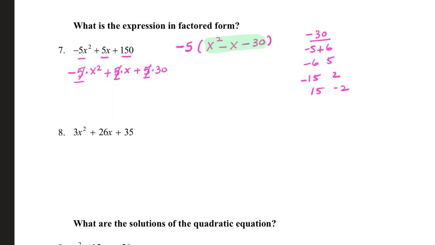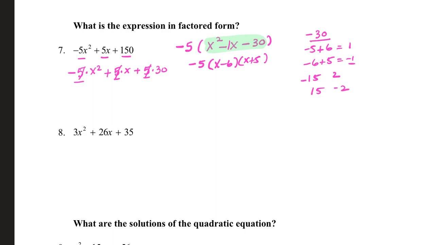So we have negative 5 plus 6 gives you 1, and we wanted a negative 1. So we have negative 6 plus 5, which gives you negative 1. So we do have a negative 1 there in our middle coefficient. So it's going to be negative 5. And then this is your binomial. So we have x minus 6, and we have x plus 5. So those are our factors in factored form.